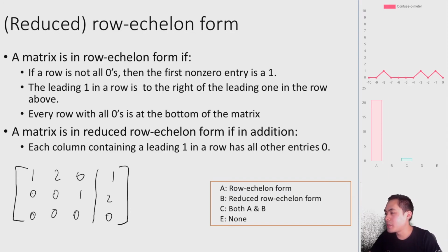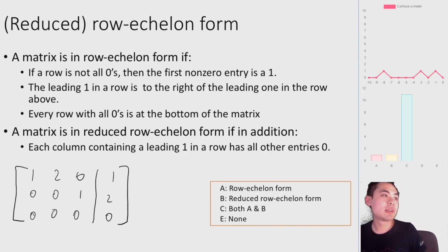Okay, so it looks like we're getting some C's. Quite a few C's. Okay, yes, that is correct. So now it is in reduced row echelon form.